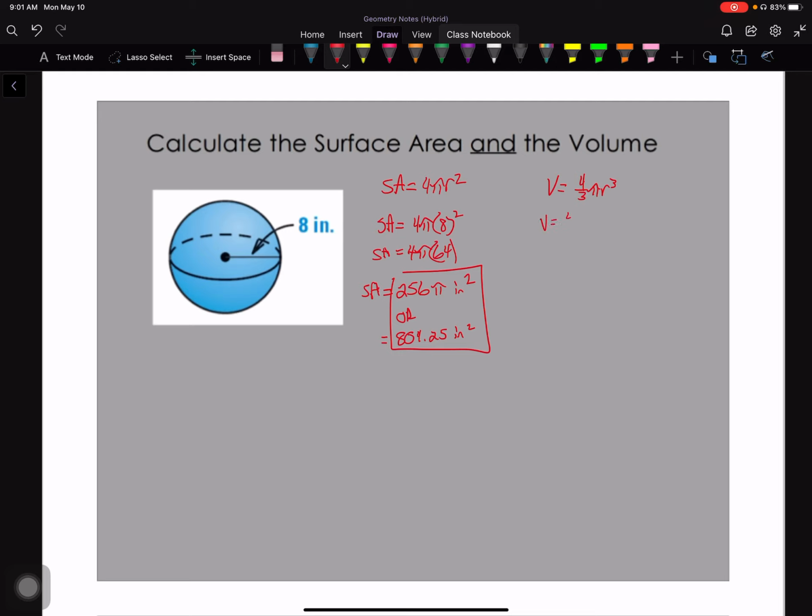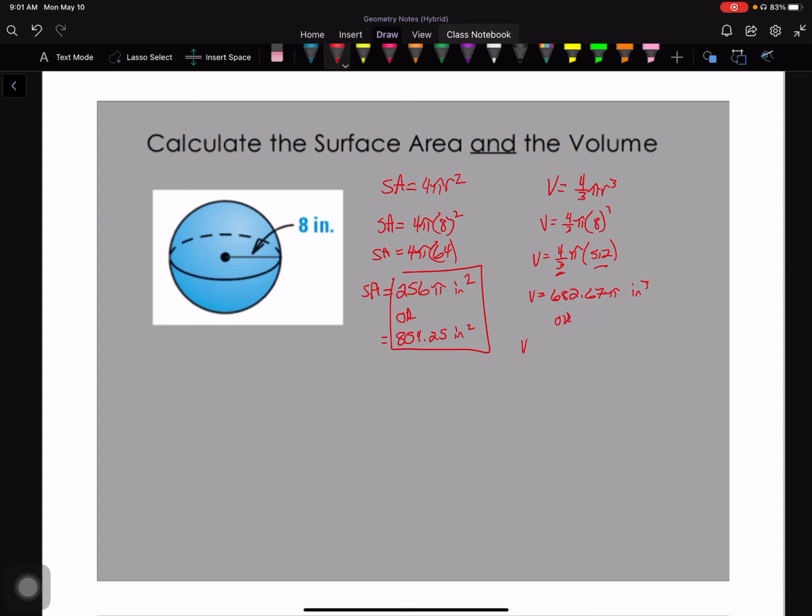So volume equals 4/3 pi times 8 cubed. Now these can get pretty big pretty quick, but 8 cubed is 512. So 4/3 pi times 512. Let's see if that will divide out nicely. It will not. So this one you might just want to use a decimal for, because if you take 4/3 times 512, you get 682.67 pi, which is not nice to begin with, inches cubed.